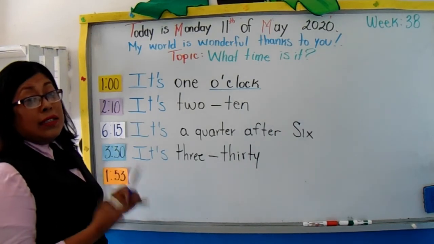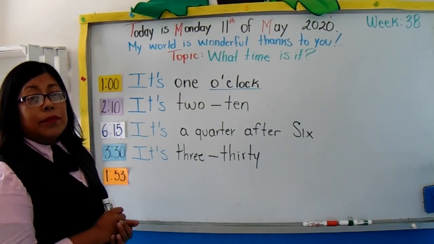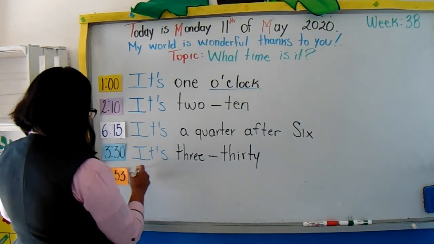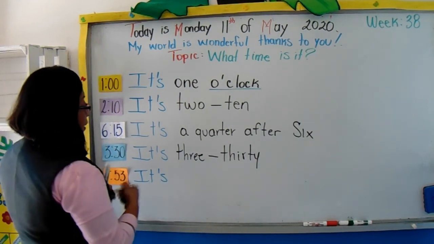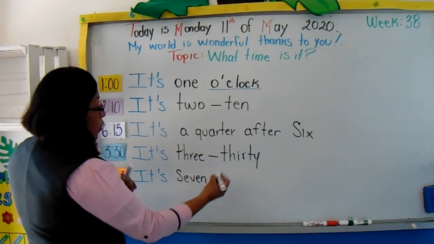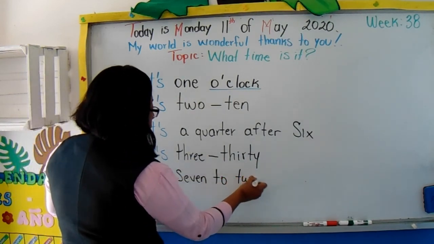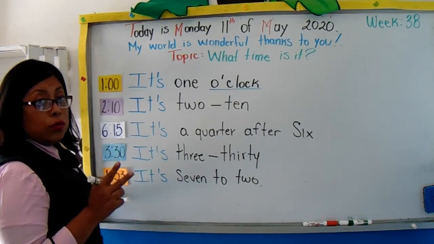53 para 60, how many? ¿Cuánto me falta? Good. So 7. We have to start with it's 7, son 7, 2. ¿Por qué? Porque son 7 para las 2.